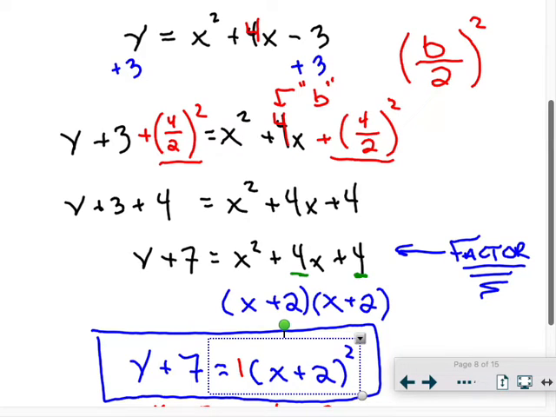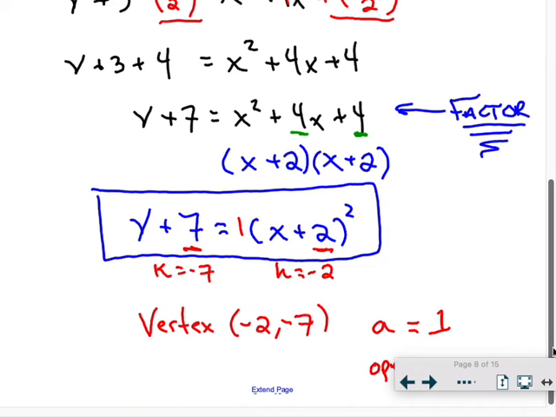There is an a value out here. It's 1, but we don't need to write the 1. But now at this point we are in vertex form. The tricky part is remembering that the h and k values are going to appear as opposites when you look at the equation, and the h value comes first. The vertex is always listed h comma k, so be careful. The 7 here is the k, that's the y coordinate of the vertex, and the 2 here is the h, that correlates to the x value of the vertex, right?